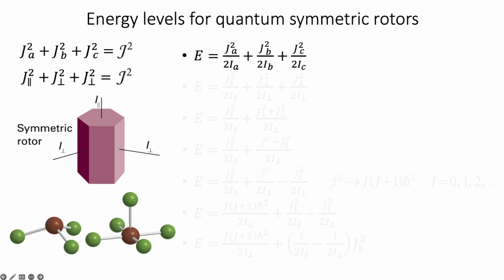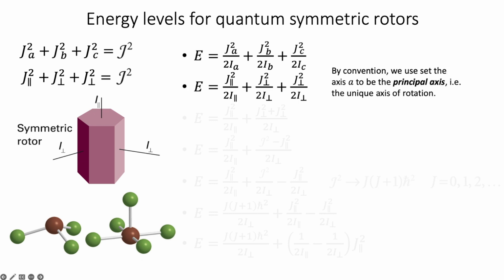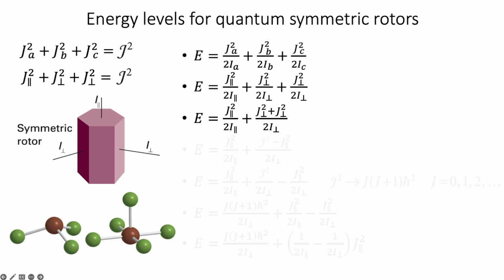So step one, let's take our normal energy expression, this J squared over 2I, where we just have the three axes treated separately. And then we make a substitution. We say, okay, the principal axis is A. By convention, we use A as the principal axis here, and then B and C, we're going to make both of those the perpendicular ones. So let's substitute that in. And once we make that substitution, now we can gather some terms together, right? So the last two terms have the same denominator, so we combine them.